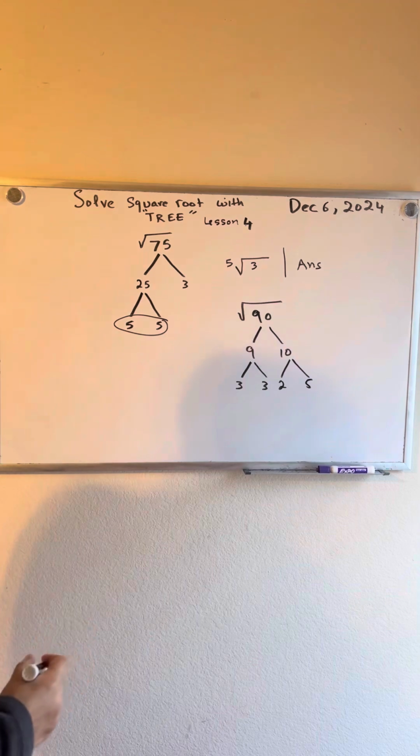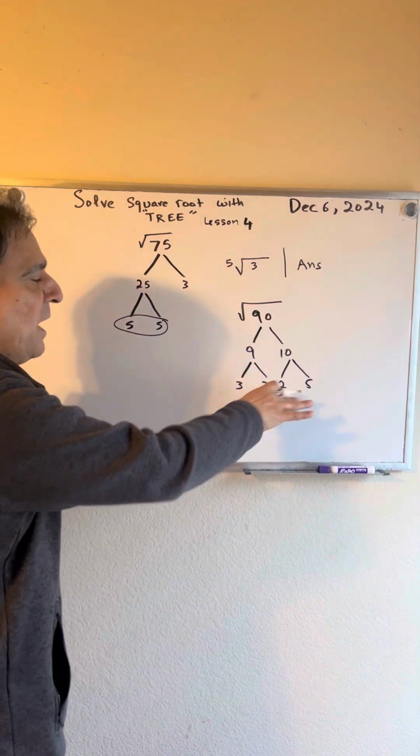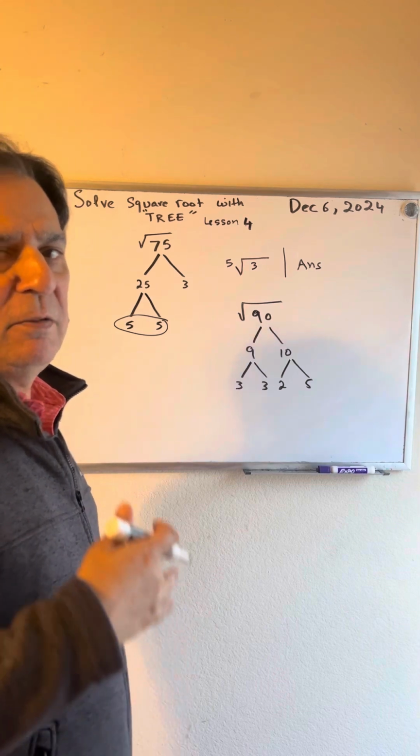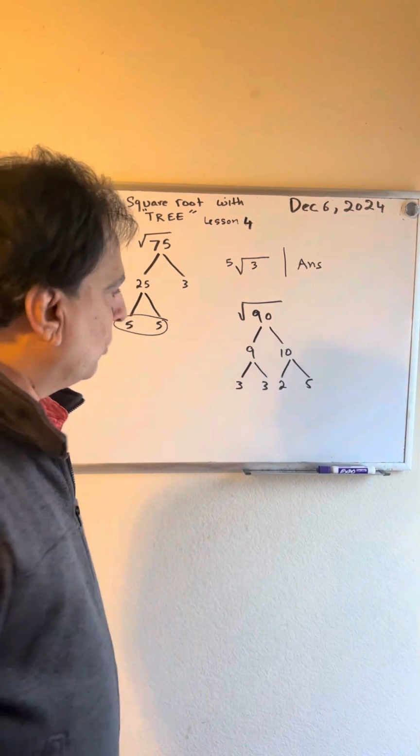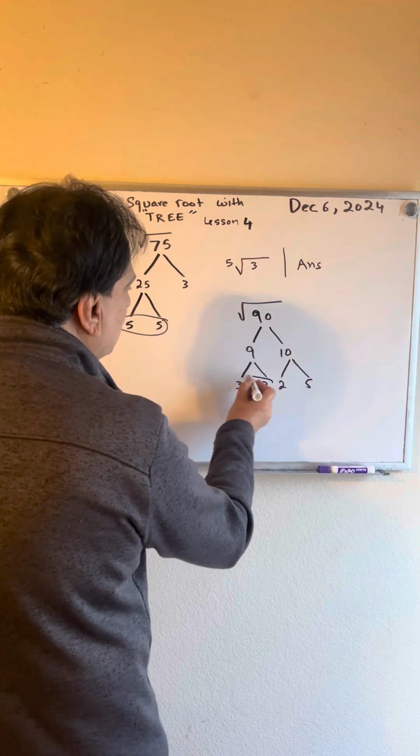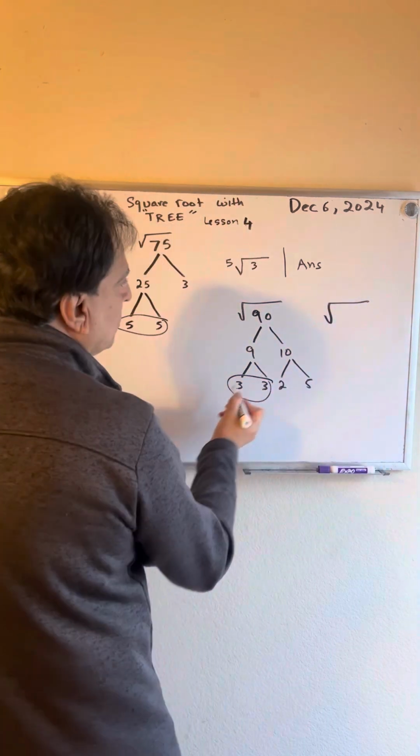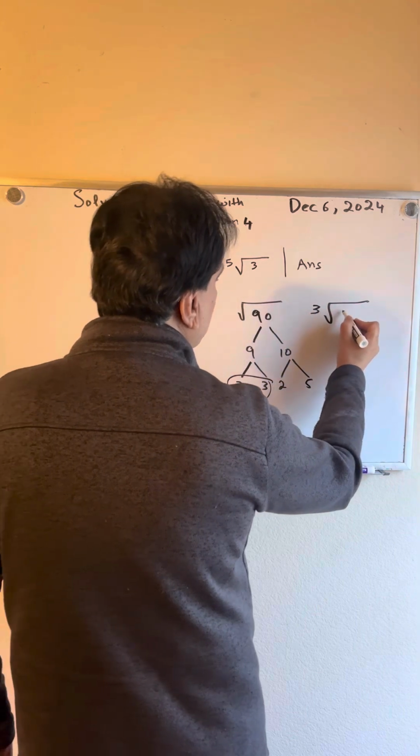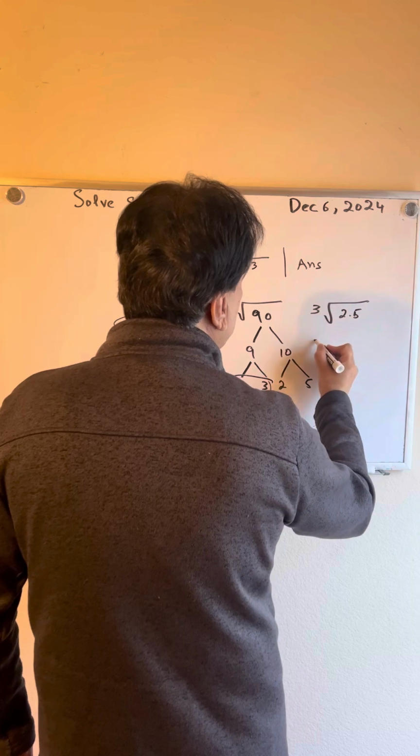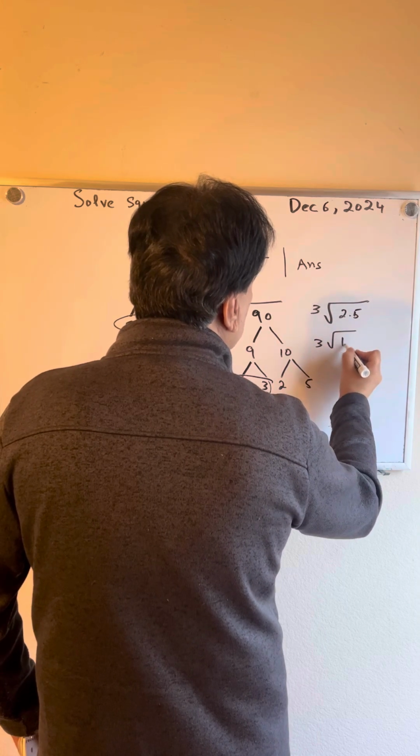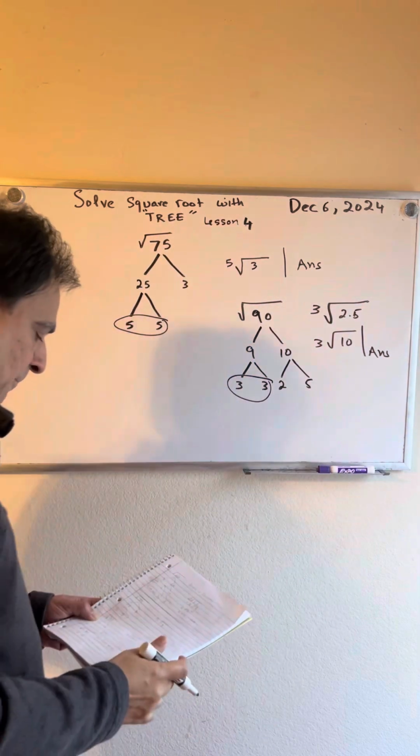So we can't really build any more tree because we have arrived at prime numbers, and when you get to prime numbers you can't build a factor tree anymore. So then this right here is a pair. Under the root I can pull 3 out because it's a pair. Inside I'm left with 2 multiplied by 5. So then the answer is 3 under root 10. How's that? Pretty neat, pretty straightforward.